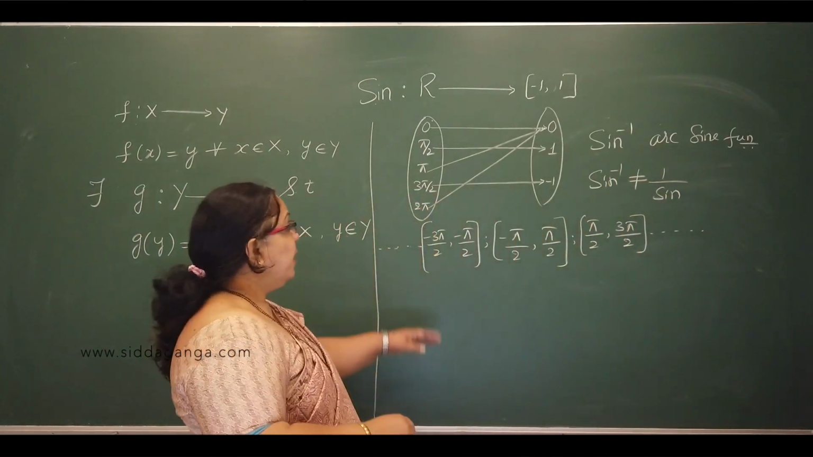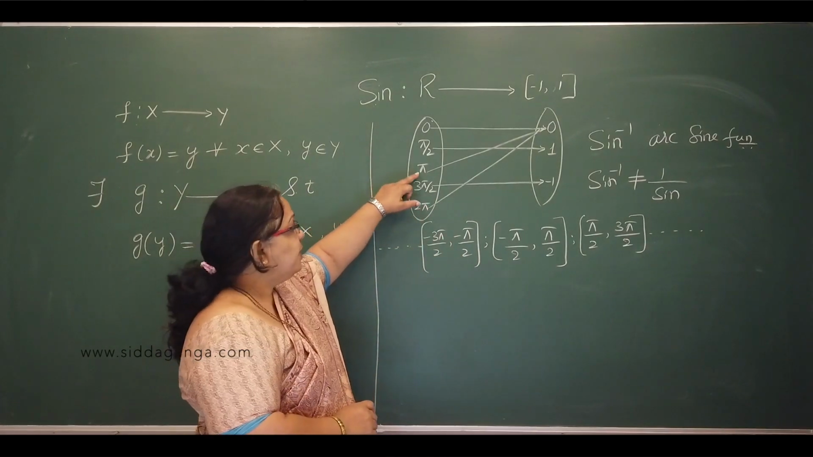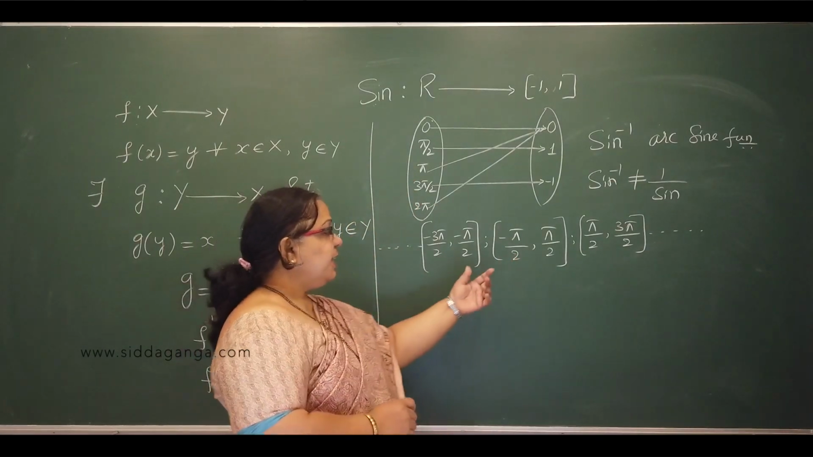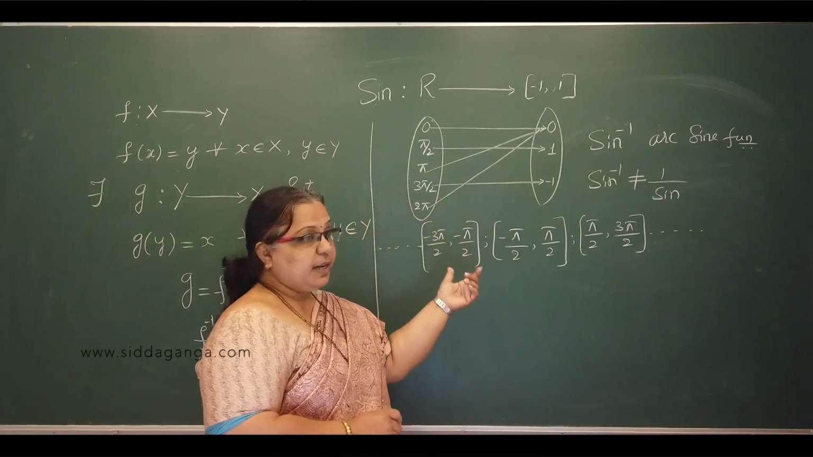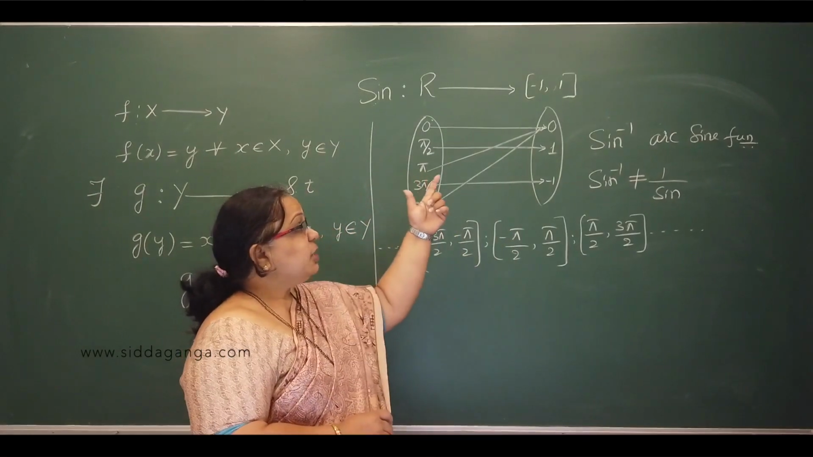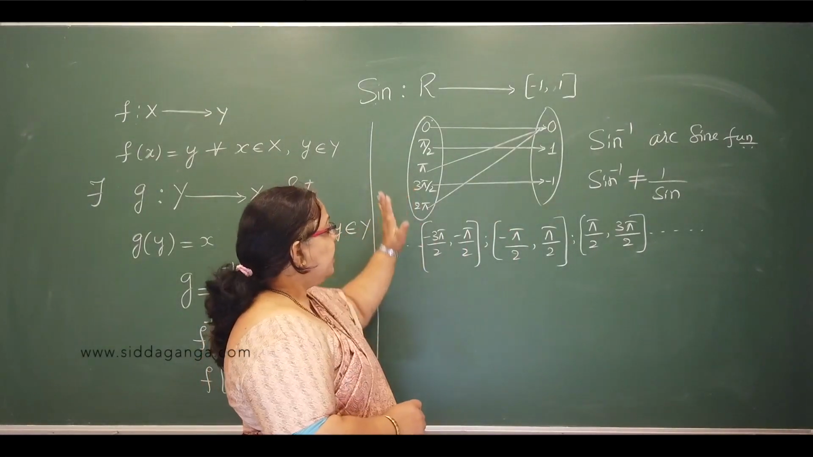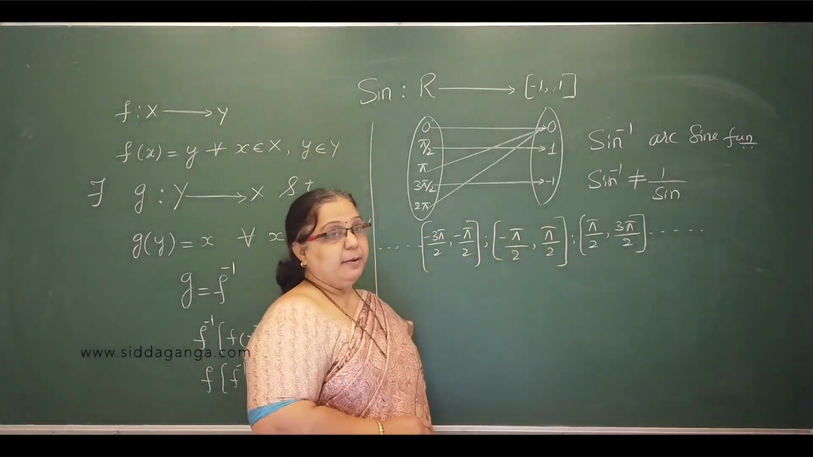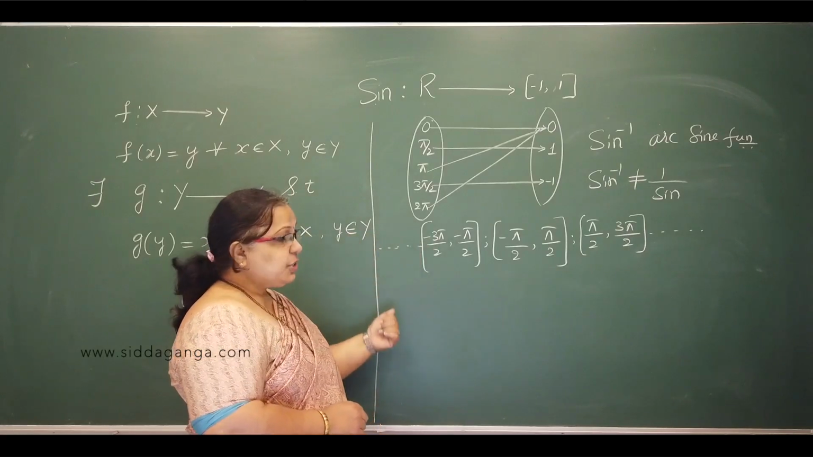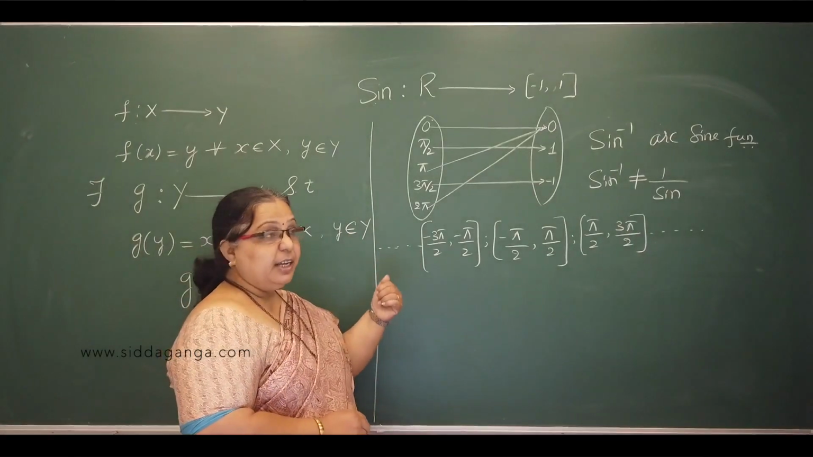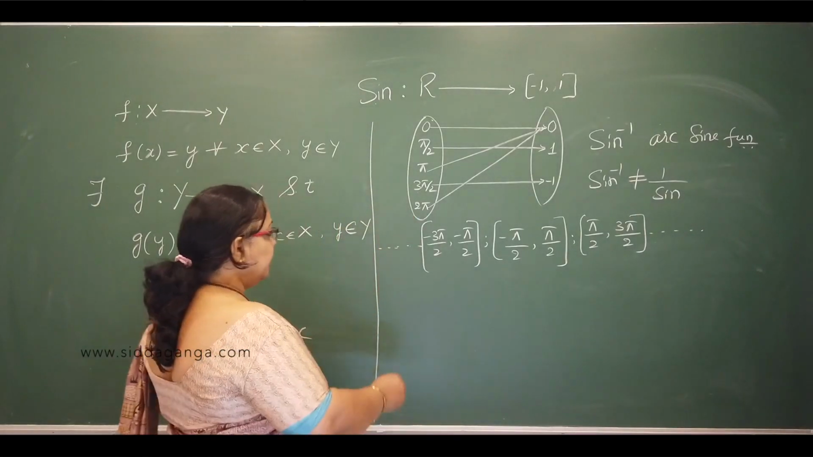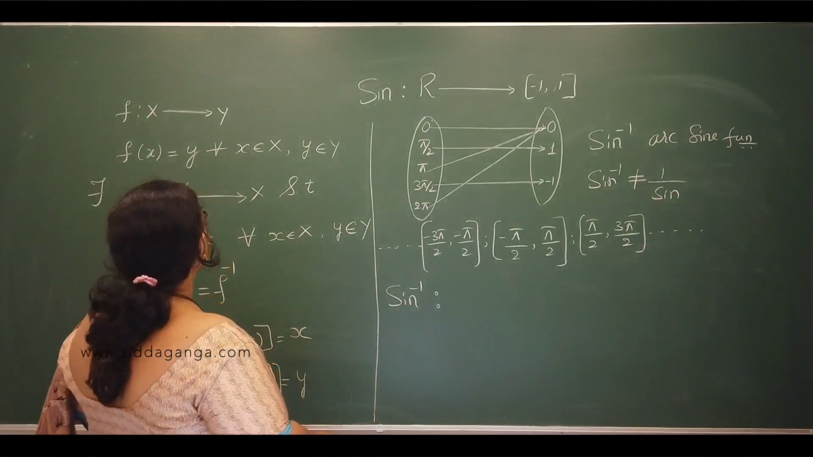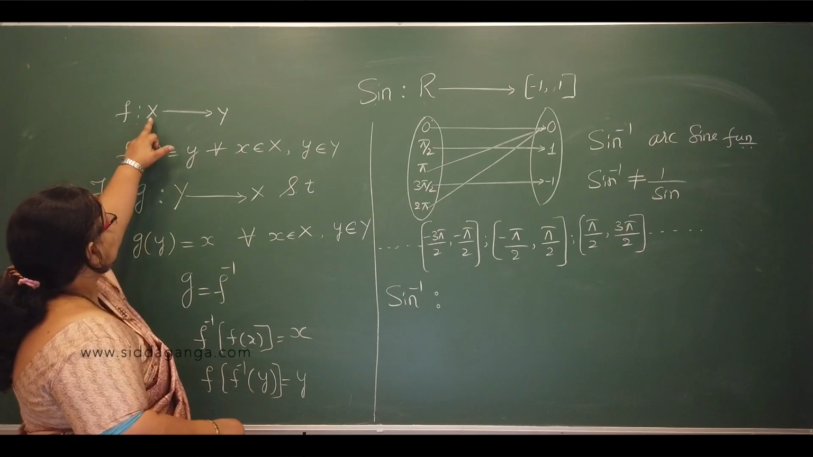So we have to restrict the domain of the sine function to these intervals, such that in each interval the sine function becomes a bijective function, and the range will be the same. We divide the domain into these intervals, but the range remains the same in all intervals. Now corresponding to each interval, we can write the inverse for the sine function. That is, sine inverse is a function from, f is a function from x to y.